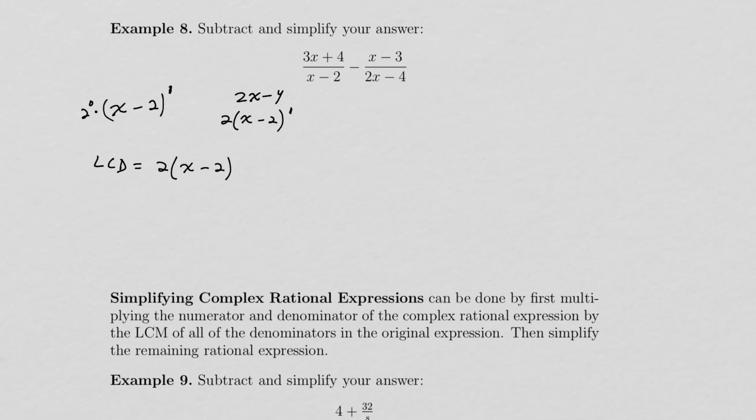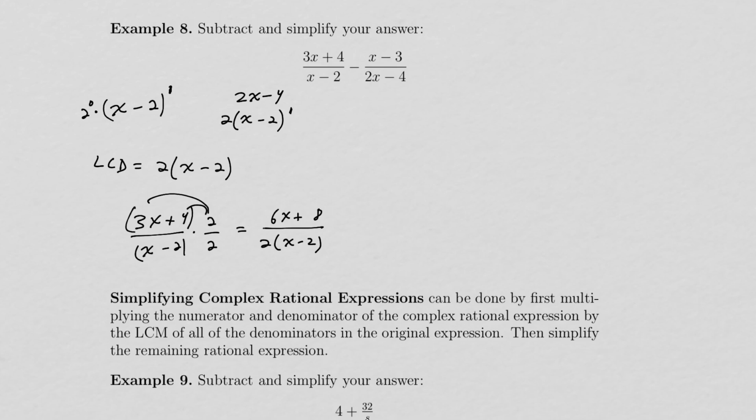Okay, so I need to rewrite the first rational expression so that it has a denominator of 2 times x minus 2. So what am I missing? Well, I'm missing a 2, right? And then whatever I put in the bottom, I have to put in the numerator as well, right? It has to be a factor of 1. And then immediately I'm going to distribute in that 2. So I have 2 times 3x, which is 6x, plus 2 times 4, which is 8.